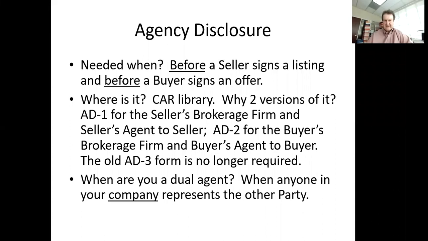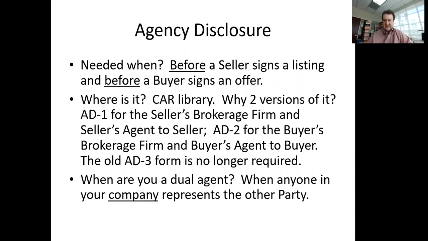There's no reason for San Francisco to have its own version of the agency disclosure. It's a state mandated form anyway. And there are two versions of it now in the CER library. The AD1 is for the seller's brokerage firm and the seller's agent to give to the seller and have the seller acknowledge. AD2 is for the buyer's brokerage firm and buyer's agent to have the buyer acknowledge. There used to be an AD3 form, but that's no longer required.